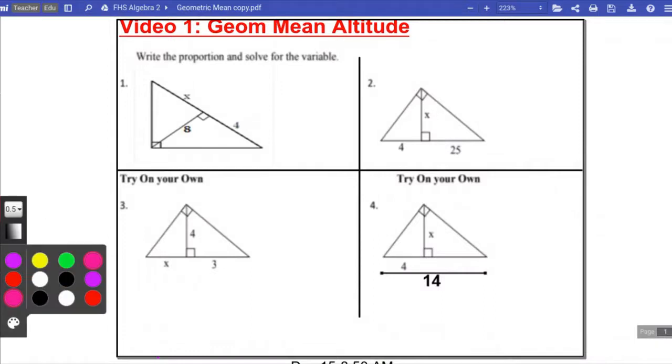All right, what are we learning today? Well, today you're learning about geometric mean altitude. Like you just mean, and with altitude, whatever you want to say. Don't be too mean. So, what does that mean? How are we going to do this math?